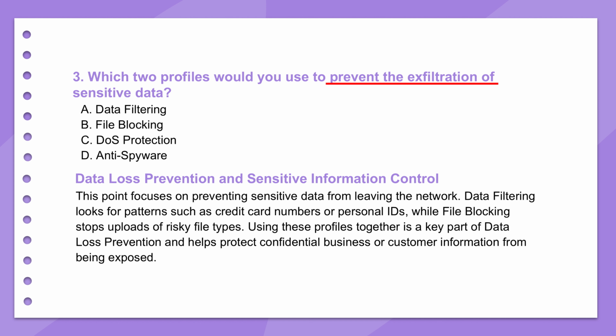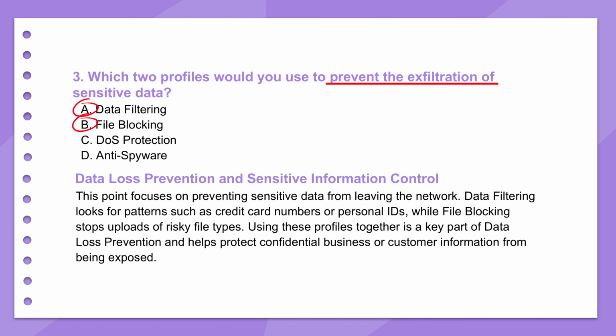For this, we rely heavily on data loss prevention, or DLP capabilities. And interestingly, two key profiles come into play here again: data filtering, and yes, file blocking makes another appearance, but used differently. Okay, data filtering sounds relevant. How does that work? Data filtering is about looking inside the data flow. It actively scans allowed outbound traffic for specific patterns you define. Think patterns that match credit card numbers, social security numbers, keywords like confidential, or even custom patterns for your company's sensitive information.